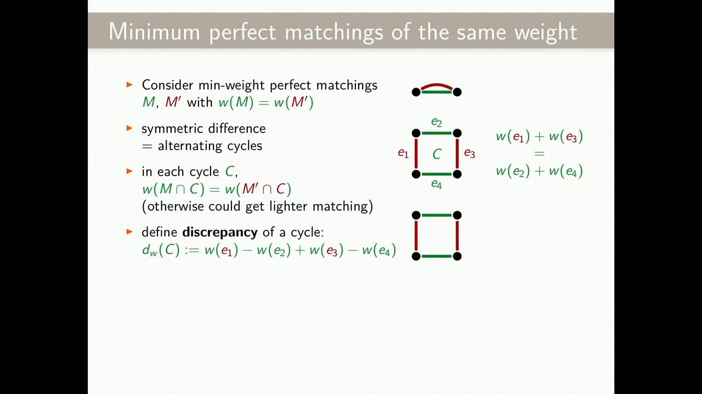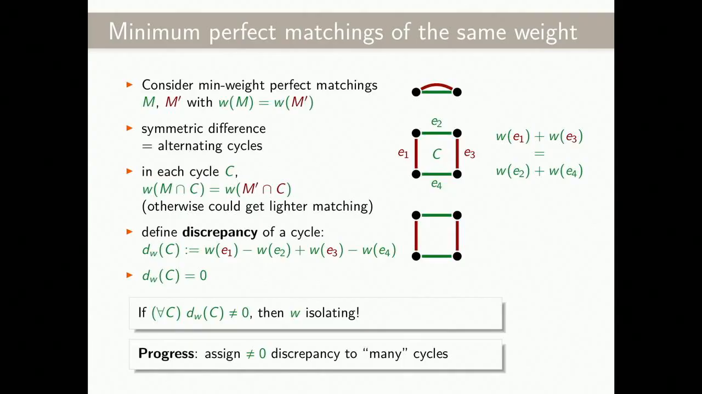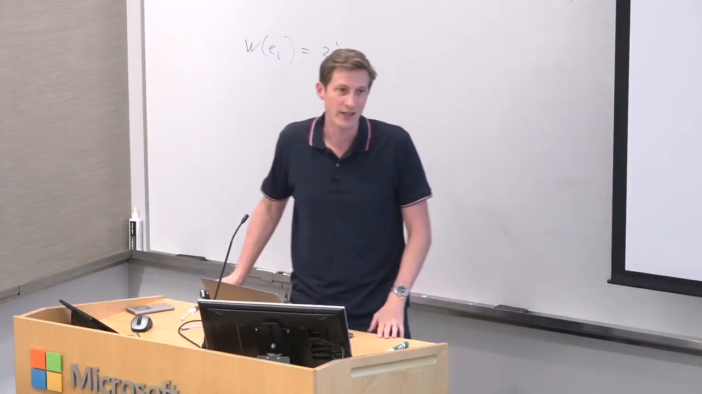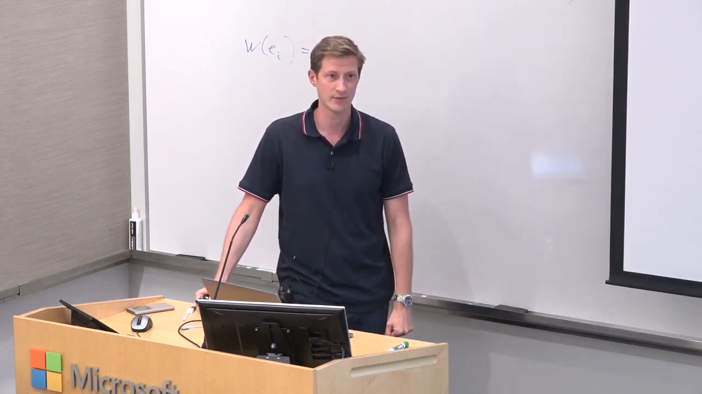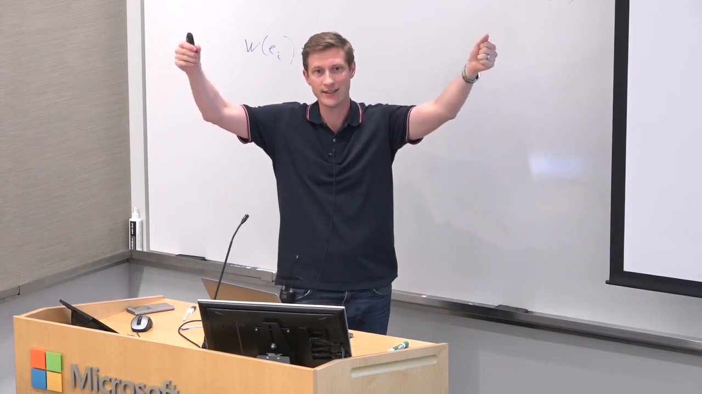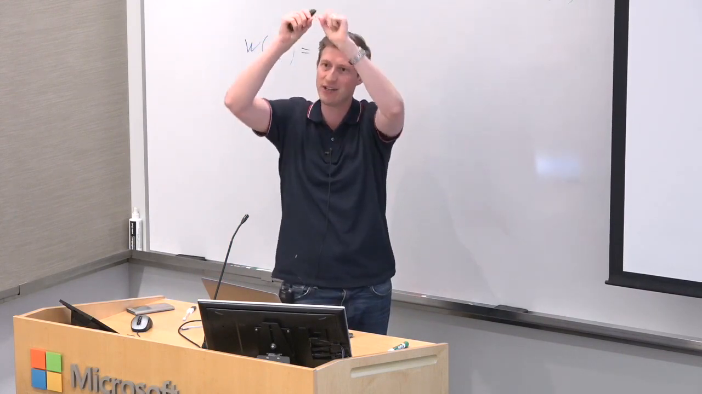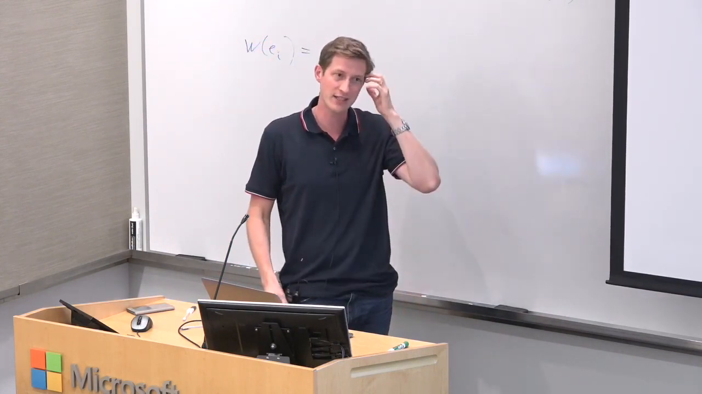Okay, so now let's define the discrepancy of a cycle to be the weight of the red edges minus the weight of the green edges. We know that the discrepancy of this cycle has to be zero. In other words, if the discrepancy of every cycle is not zero, we are done. Then the weight function has to be isolating, because if it's not isolating, there exist two matchings, and taking the symmetric difference, the discrepancy along each cycle is zero.